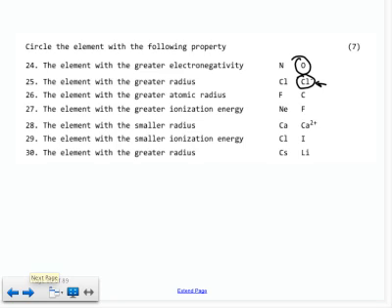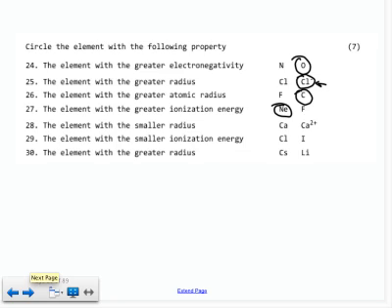Which element has the greater atomic radius? Well, atomic radius tends to decrease from left to right, and this is the one that's farther to the left, so that's going to be bigger. Which element has a greater ionization energy? Well, ionization energy increases from left to right, so which one is farther to the right? Neon. Neon is a noble gas. They have very high ionization energies.